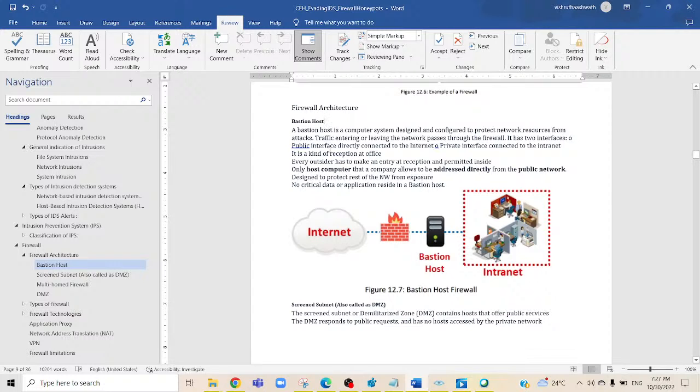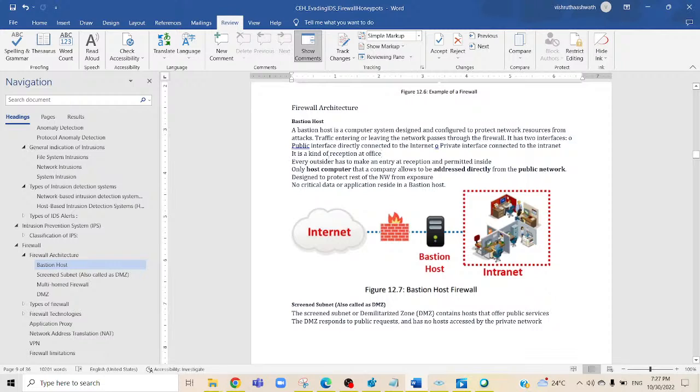So a bastion host is a computer system designed and configured to protect network resources from attacks. Traffic entering or leaving the network passes through the firewall. It has two interfaces: a public interface directly connected to the internet and a private interface connected to the intranet.